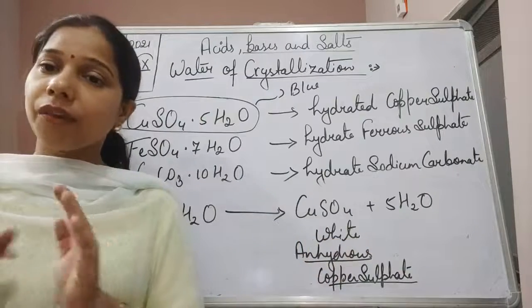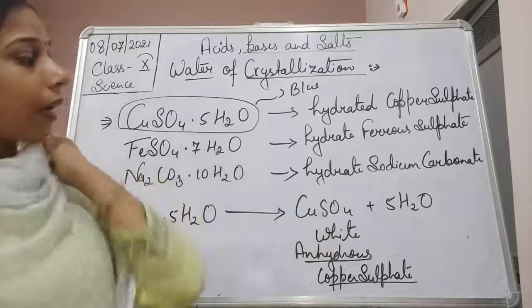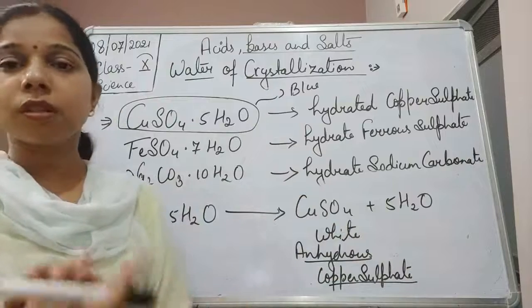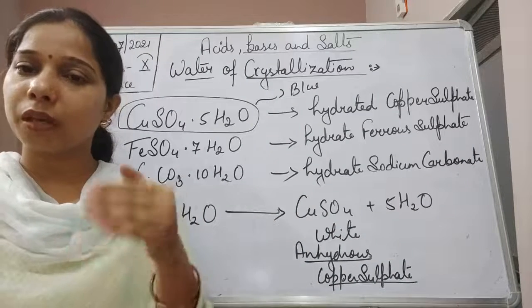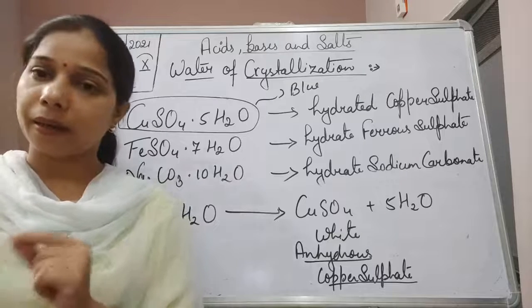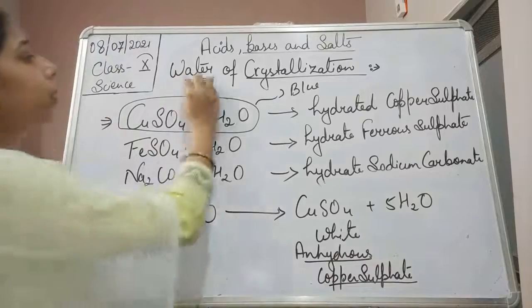Now again, when we add water to this copper sulfate, which is white in color, it will come back to its original color, which is blue. So this is how the hydrated salt becomes anhydrous and how we can make it hydrated again. Now let us see the last compound, students, and which is what?